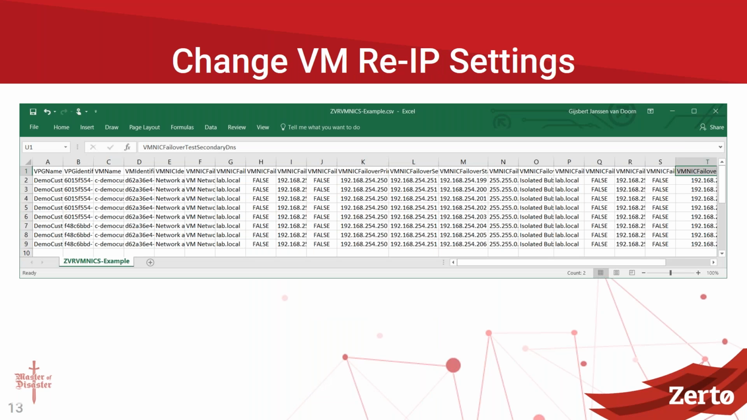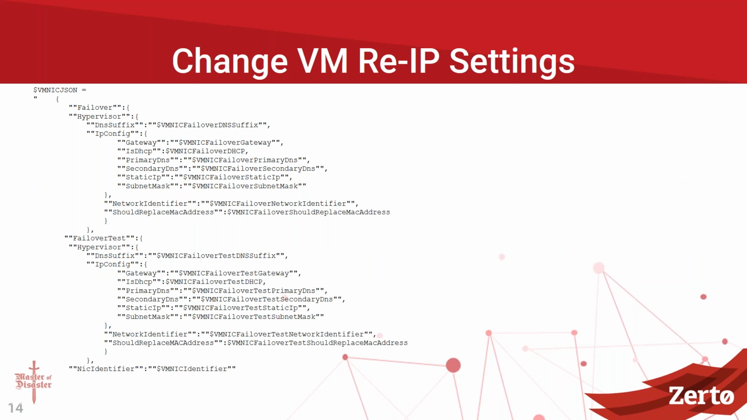Now, if we go through the CSV file, as you can see, there's a little bit more complex one. This is all the VMs that have different NICs in there and all of their VIP settings, whether it's failover test or failover settings. And this is where you can mass change them using Excel or using any favorite editor that you have. Now, the next step is we'll actually go and create the JSON that we need to change all those IP addresses.